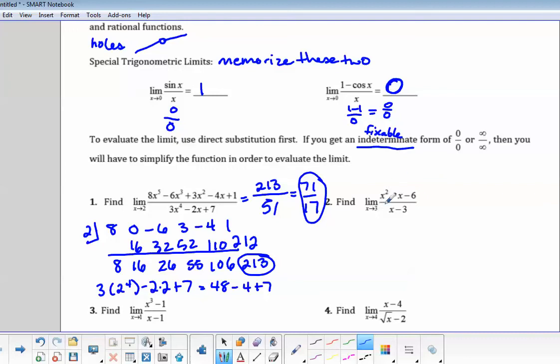For this one, though, if I put the 3 right in, I'm going to get 9 minus 3 minus 6 over 3 minus 3. So I get 0 over 0. And in this case, the way I'm going to simplify my fraction is by factoring. So I'm going to factor. On the top, I'm looking for numbers that multiply to -6 and add to -1, and those numbers are -3 and +2.